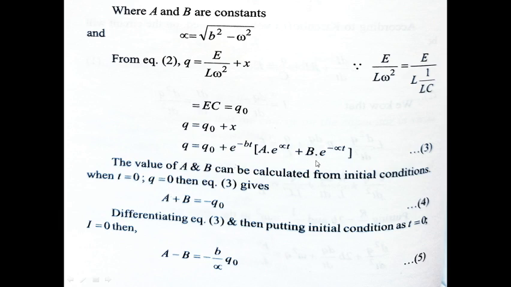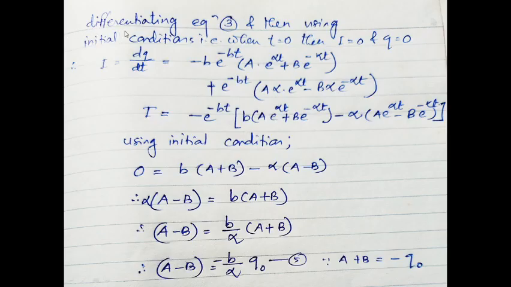Then from this equation we get A + B = −Q0, because q is equal to 0, so the left-hand side will be 0. Q0 plus exponent of 0 will be 1, and A + B. So A + B = −Q0, that is our equation 4. Now differentiate equation 3, we get the value of dq/dt and then use the initial condition. So we get A − B = −(b/α) Q0. Its solution I have given on the next slide, that is differentiating equation 3.